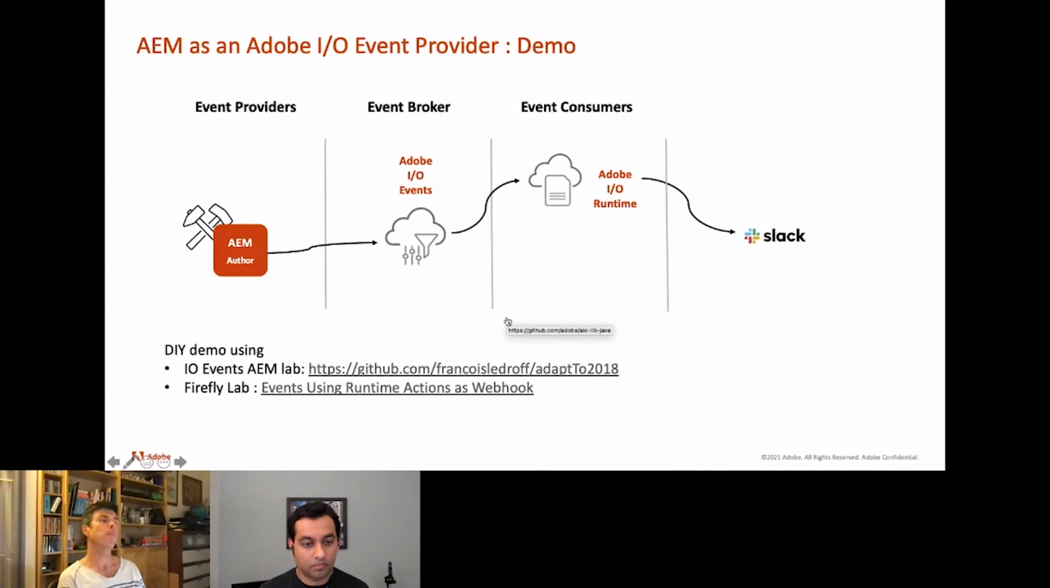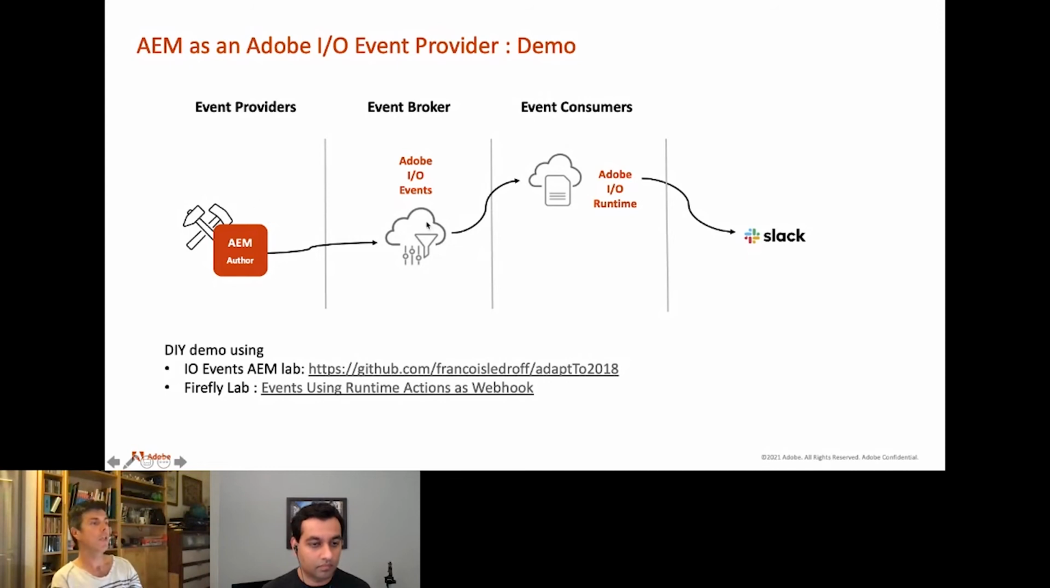So let me do maybe a quick demo. In the demo, we have an AEM author instance configured with the event proxy package, emitting events to an event consumer that we built on top of a serverless function deployed on Adobe I/O Runtime, which will itself proxy the event to a Slack bot, just for the interest of the demo and seeing stuff moving, right?